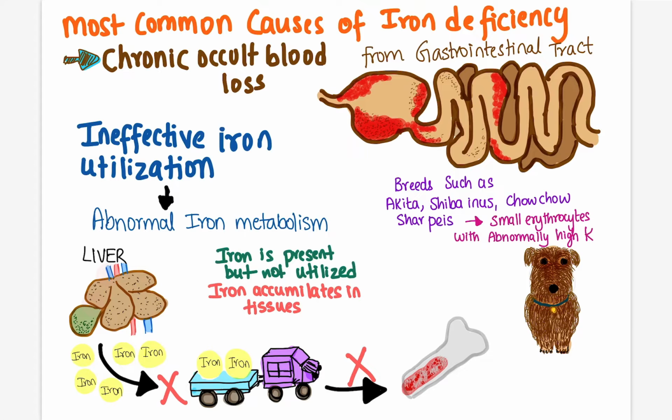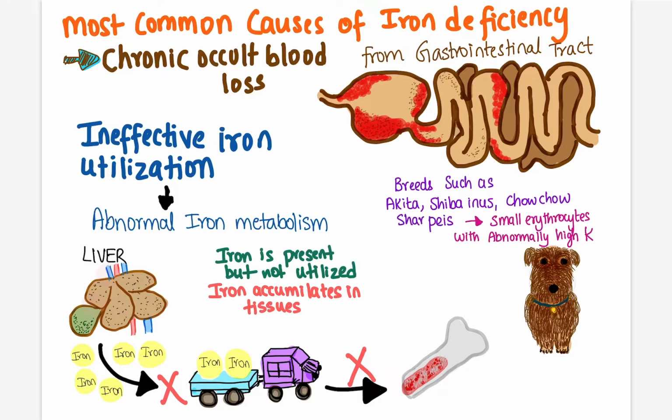So the most common cause of iron deficiency anemia is chronic occult blood loss, and the best example is gastrointestinal bleeding. It could be gastroduodenal ulcers, sometimes paraneoplastic syndrome leading to gastroduodenal ulcers. That can commonly happen in mast cell tumor, and many other conditions can cause chronic occult blood loss.